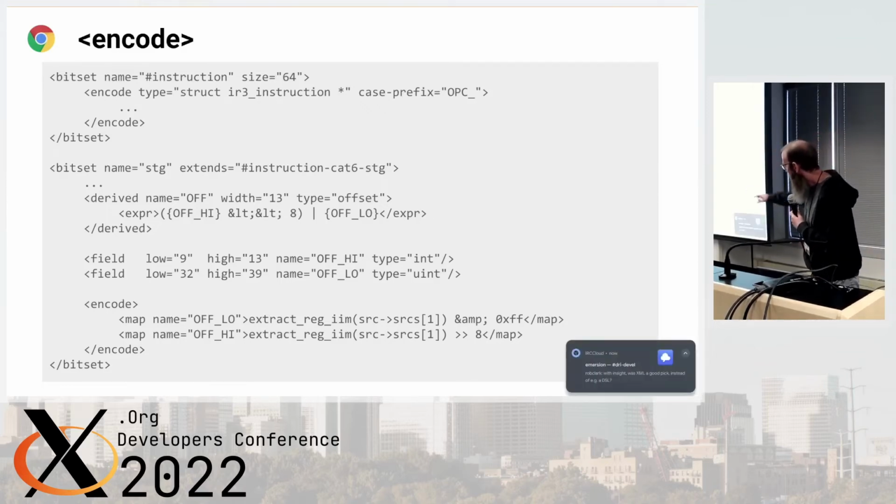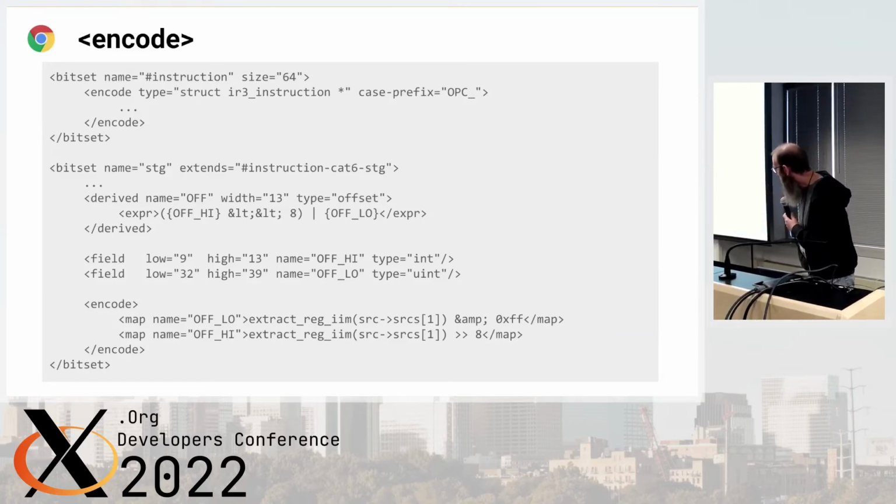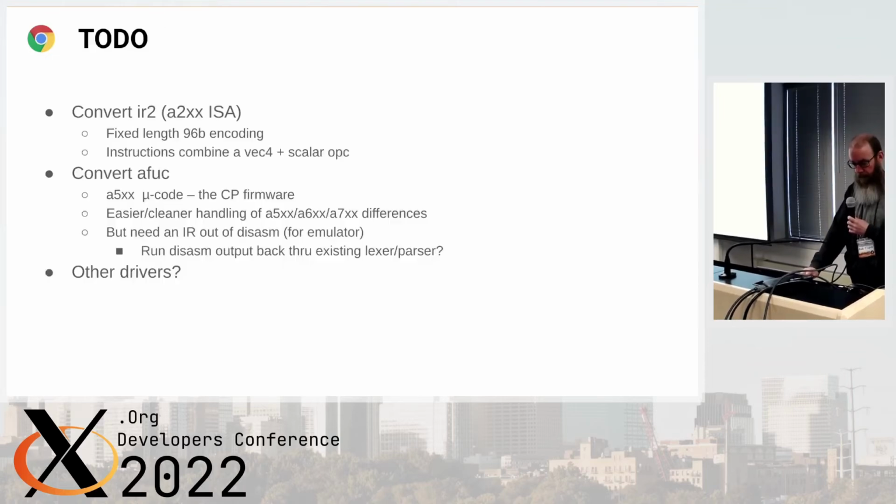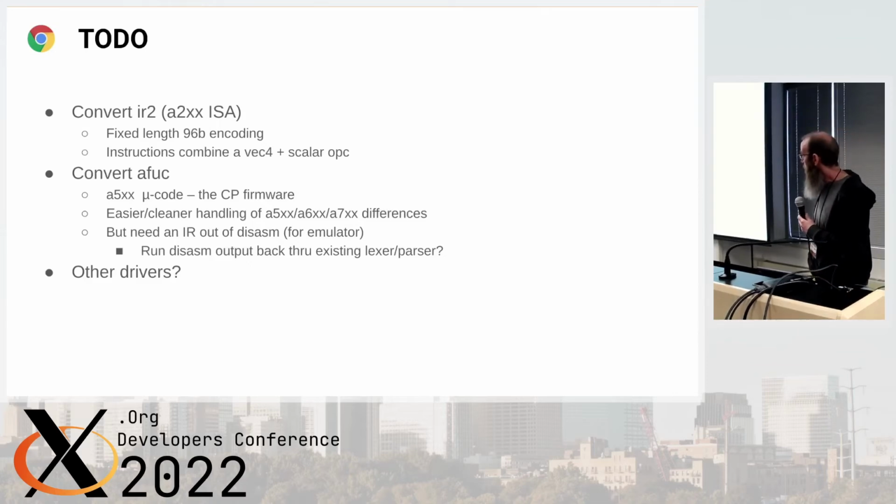But within the encode, it has this map block, which can call helper functions or can just dereference fields in the IR as needed. And then, finally, to do on our side, one of these days I'll get around to converting the Adreno 200 IR. It's a kind of straightforward-ish fixed 96-bit encoding.